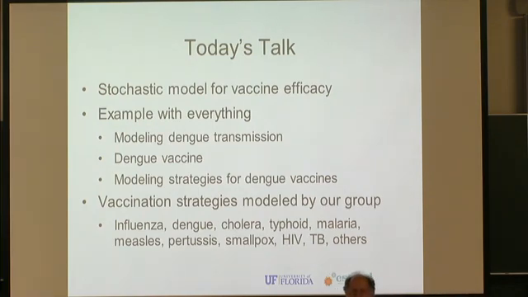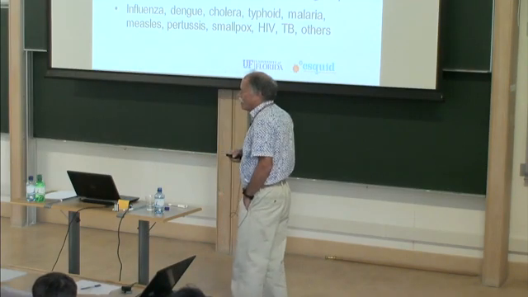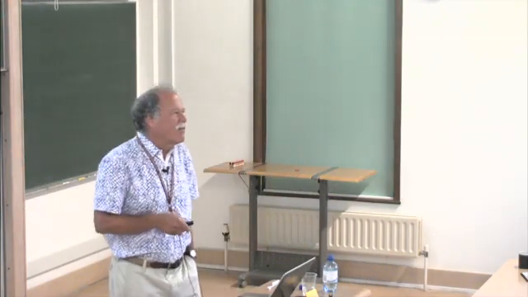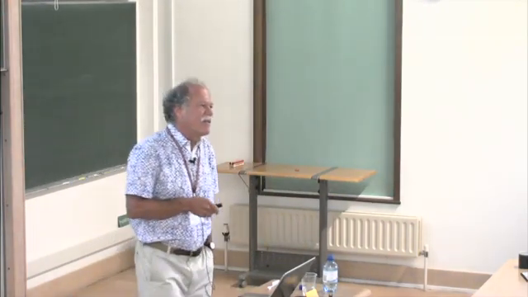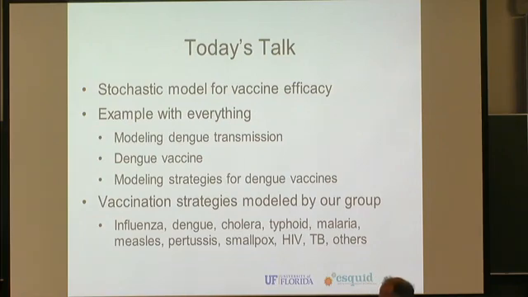And then rather than go through the theory of how to model vaccine effects and their impact, I'm going to go through a fairly detailed example, which is a good tour de force of everything. It's going to be modeling dengue transmission, the coming dengue vaccines, and models for strategies to use as vaccines.